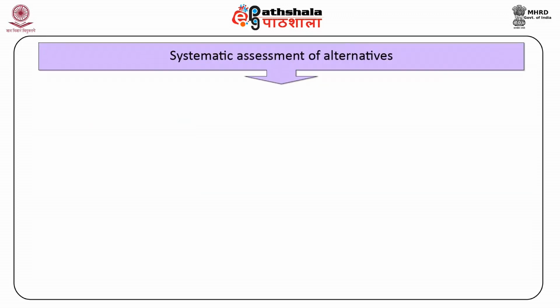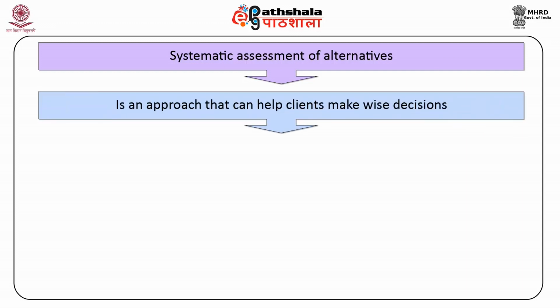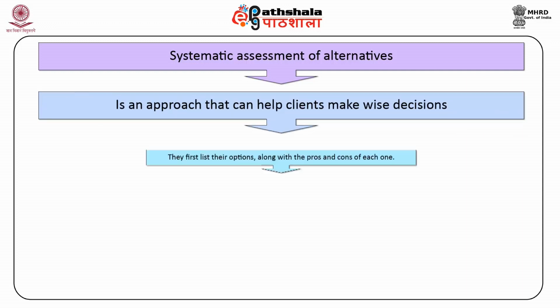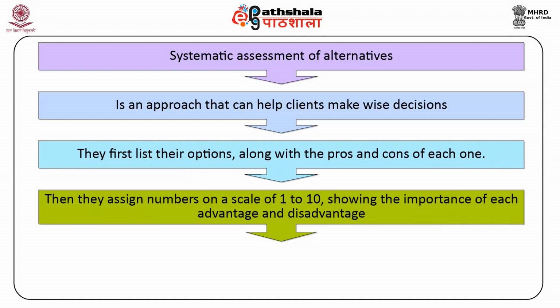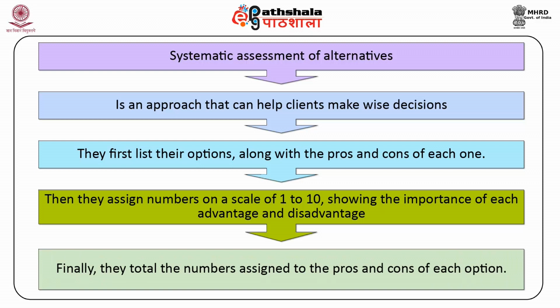Systematic assessment of alternatives, or cost-benefit analysis, is an approach that can help clients make wise decisions. They first list their options along with the pros and cons of each one. Then they assign numbers on a scale of 1 to 10 showing the importance of each advantage and disadvantage. Finally, they total the numbers assigned to the pros and cons of each option.